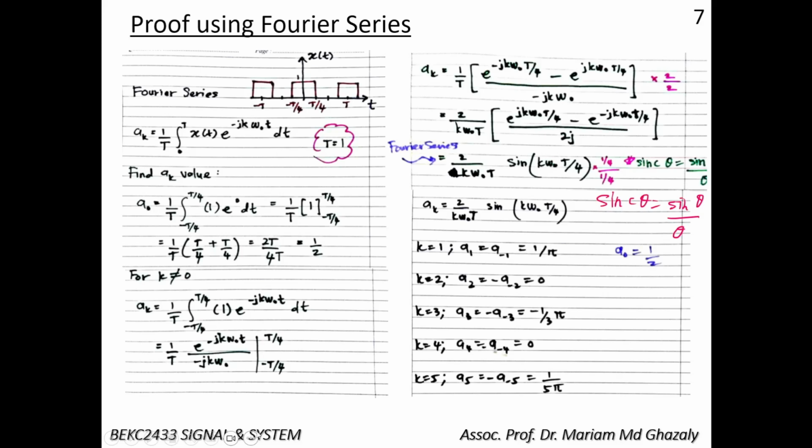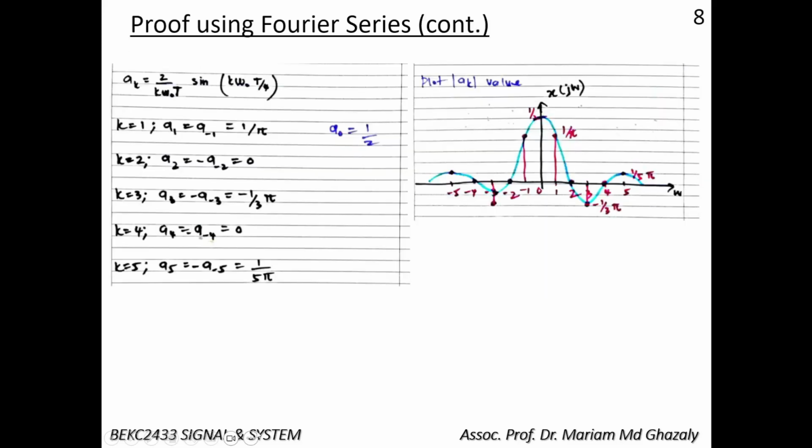And then you proceed to find the harmonics. Harmonic means that for k not equal to 0, you proceed to substitute the value of T and the amplitude 1. You do all of this, and you get the answer, right? So we did get this answer. And then you draw the magnitude and phase spectrum.